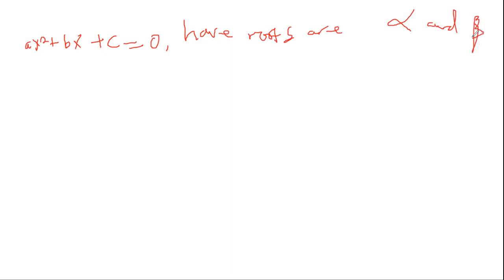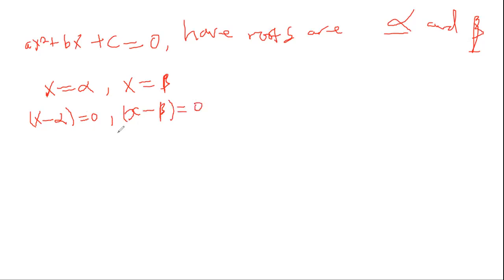Okay, so we are still going to work backwards. If the roots are alpha and beta, that means x is equal to alpha and x is also equal to beta. So working backwards, we shall have x minus alpha equal to 0, and x minus beta, still equal to 0.